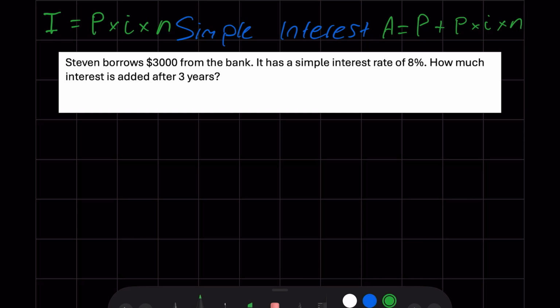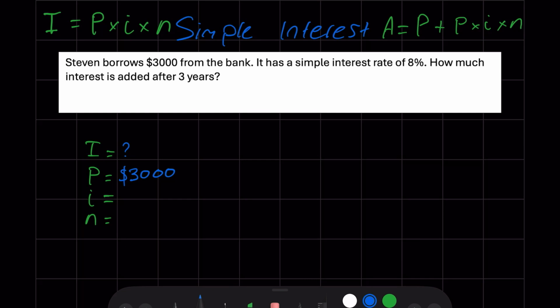So in our formula, we have I, we have P, we have lowercase i, and little n. And I'm just going to write equals next to all of these, and we're going to find out what our values are. In our question, the question is asking us how much interest is added, which means we don't know what our I is. So I'll put a question mark there. Our P stands for principal, and it's the amount that is invested or borrowed. It is the amount of money that is taken or put in, the original amount. In this case, it is $3,000. So I'll write $3,000 there.